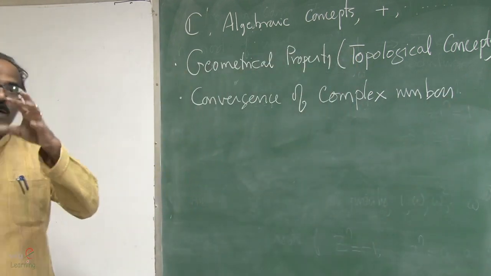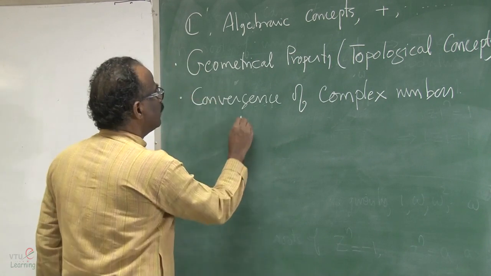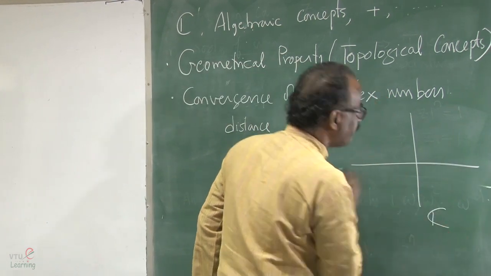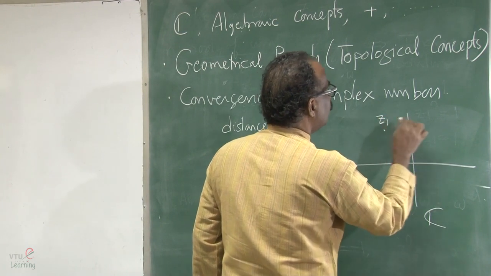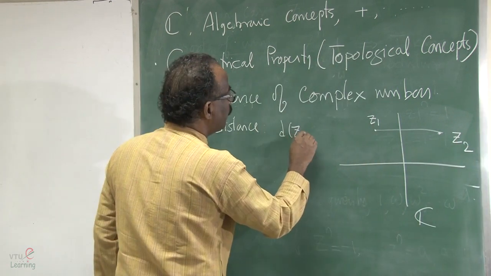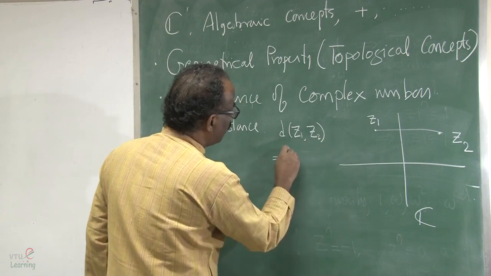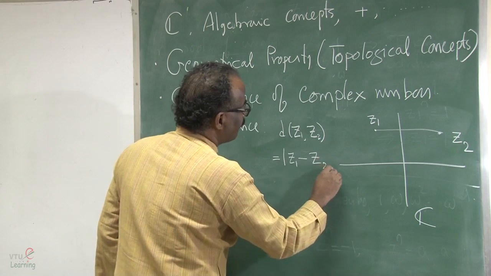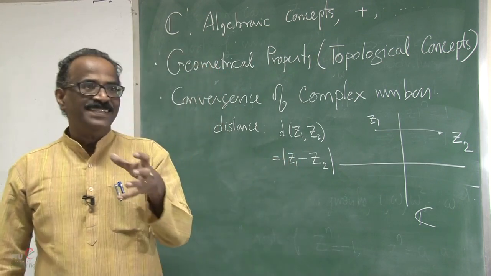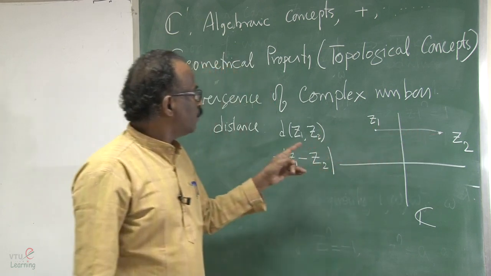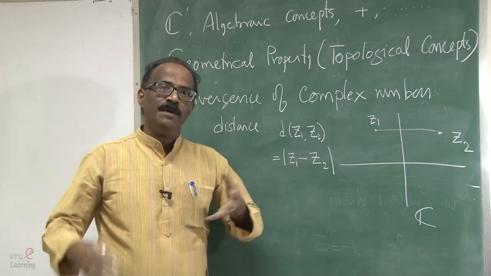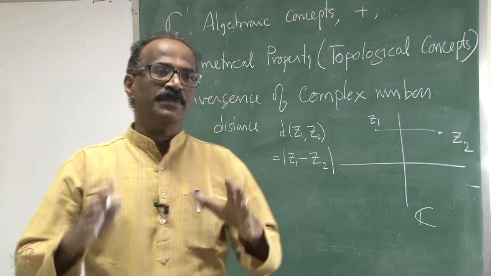In this process, what we need is a concept of a distance. So if you have a complex plane and suppose you have two points z1 and z2, then the distance between them is nothing but the modulus of z1 minus z2. You know that this is how distance is defined. If you go back to your analytical geometry in terms of x and y, and I represent z1 equal to x1 plus iy1 and z2 equal to x2 plus iy2, you can see that this is nothing but the square root of (x1 minus x2) squared plus (y1 minus y2) squared.